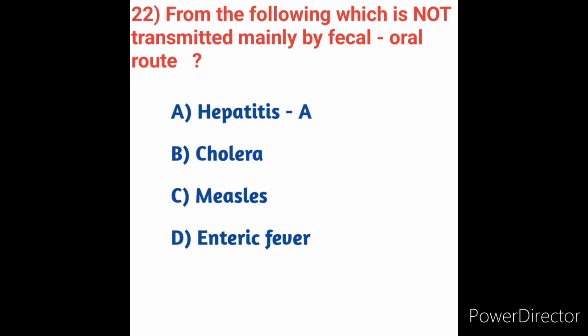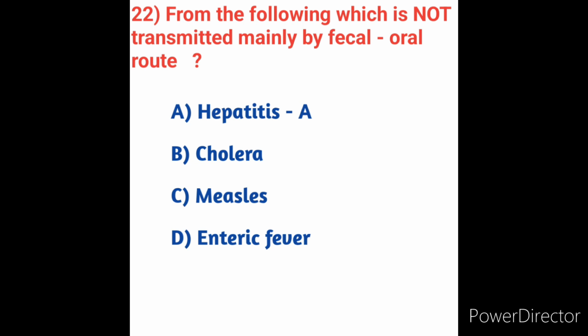Next option C, measles. Here we will discuss measles. Measles is an airborne disease caused by a virus and it is contagious in nature. Measles is an acute viral respiratory illness characterized by a prodrome of high-grade fever, malaise, cough and conjunctivitis. The symptoms may develop 8 to 12 days after exposure. The incubation period for measles is 11 to 12 days. So measles is an airborne disease. So option C, measles, is the correct answer.